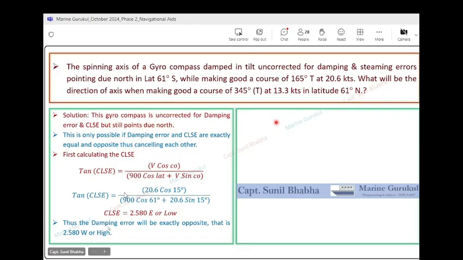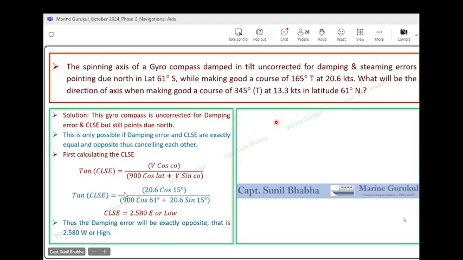Okay, sir. So since k is not given, we will first calculate the CLSE. For CLSE, everything is given to us. So that gives us a hint that we calculate CLSE first and then get the damping error. Okay, great. Let's move ahead.